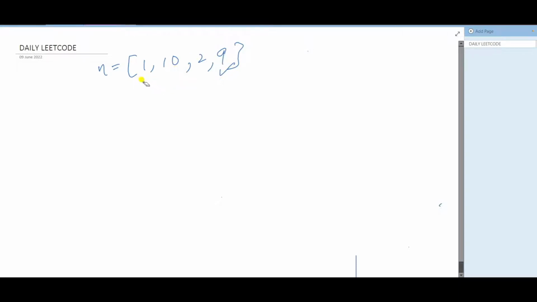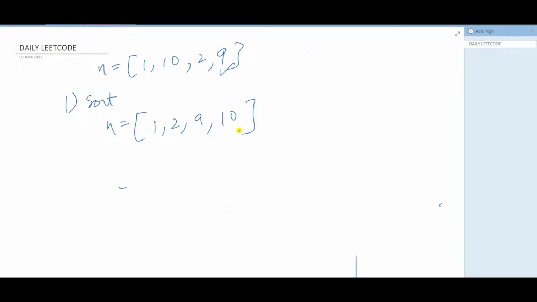So what I would like to think, with my intuition, is that the number should lie somewhere in between. So let's do one thing. Let's first sort the array. The first thing I would do is sort the array. So after sorting, the array becomes 1, 2, 9, and 10. I've sorted the array.